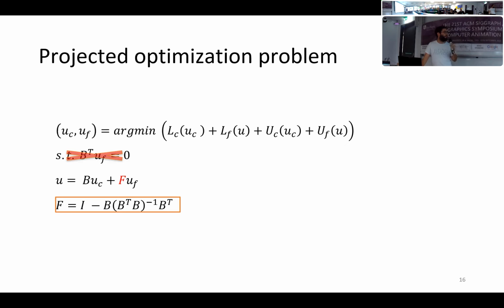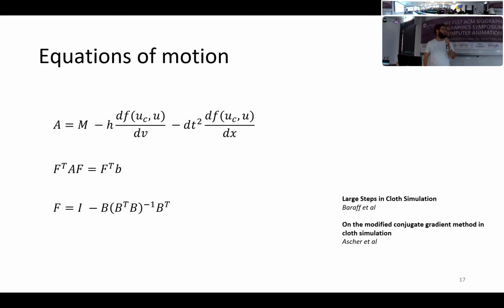And basically the filter has a formula that only depends on the matrix B. So if the matrix B is constant through the simulation, the filter is going to be constant. And this way you can perform the simulations. You just apply a Newton-based method. You compute your equations of motion. You solve it like that.